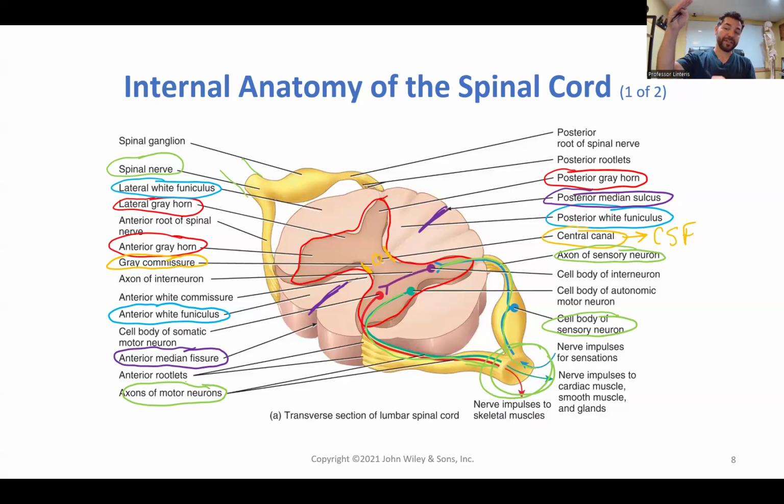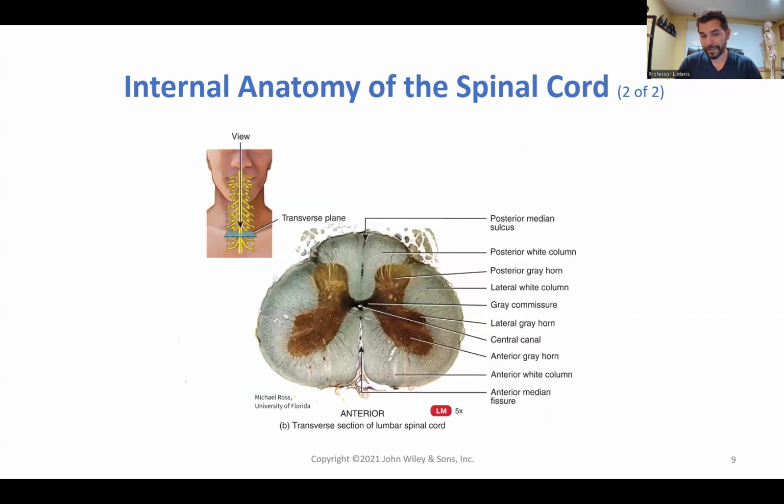As sensory messages come in, they go through the back. Stuff happens called integration. Motor neurons come out the front and go back through the spinal nerve. So that spinal nerve is like a highway that has two directions, right? Key thing, sensory comes in the back, motor comes out the front. We can call them roots or rootlets.